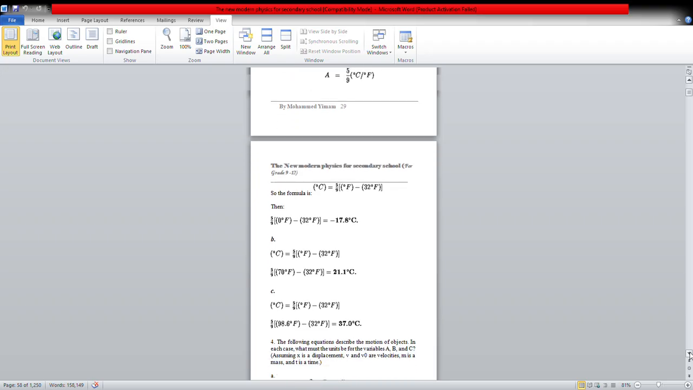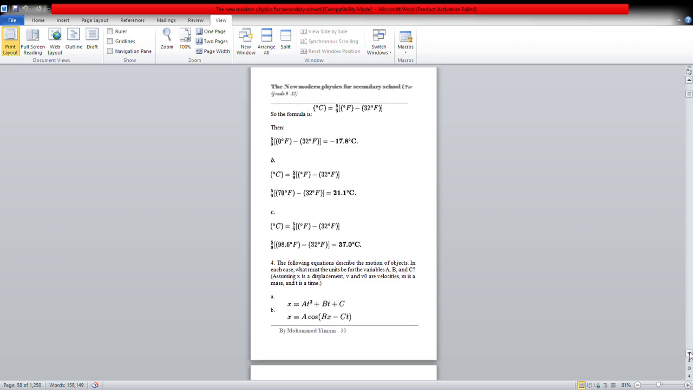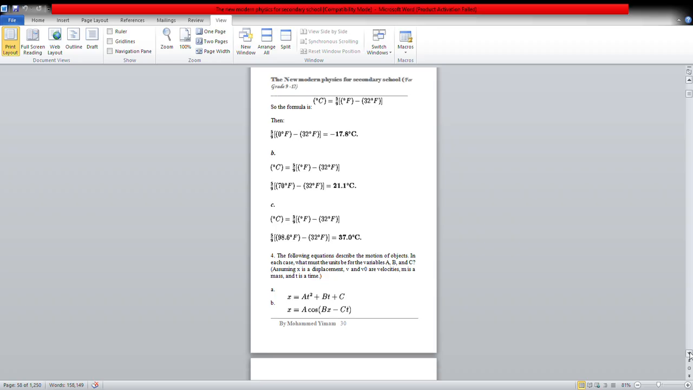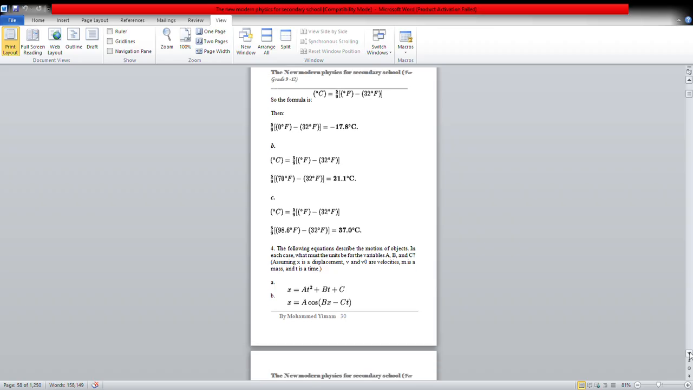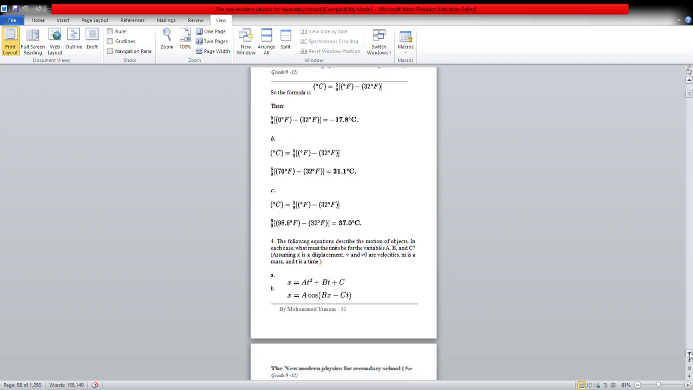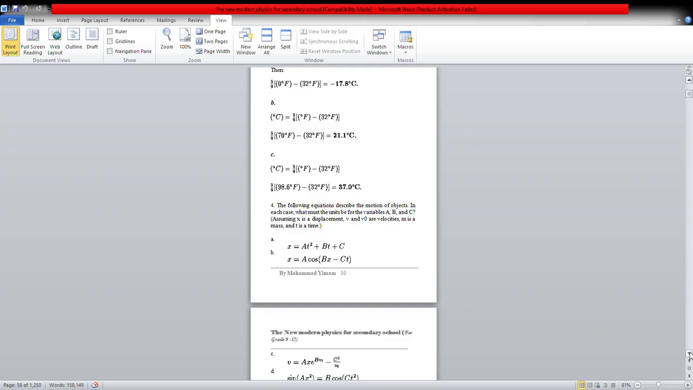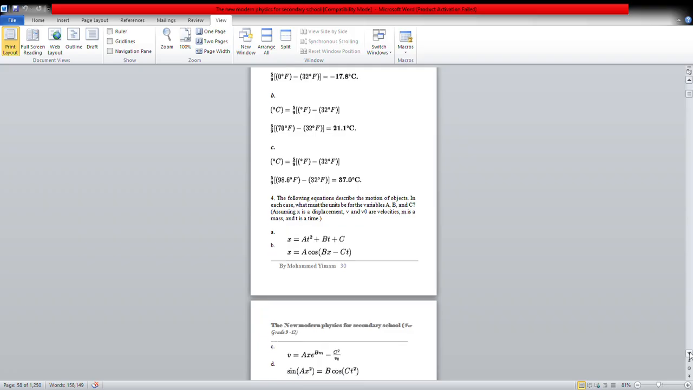Then 5 over 9 times 0 degrees Fahrenheit minus 32 degrees Fahrenheit is equal to minus 17.8 degrees Celsius. B: 7 degrees Fahrenheit. Degrees Celsius is equal to 5 over 9 times degrees Fahrenheit minus 32 degrees Fahrenheit. 5 over 9 times 72 degrees Fahrenheit minus 32 degrees Fahrenheit is equal to 21.1 degrees Celsius. C: degrees Celsius is equal to 5 over 9 times degrees Fahrenheit minus 32 degrees Fahrenheit. 5 over 9 times 98.6 degrees Fahrenheit minus 32 degrees Fahrenheit is equal to 37.0 degrees Celsius.